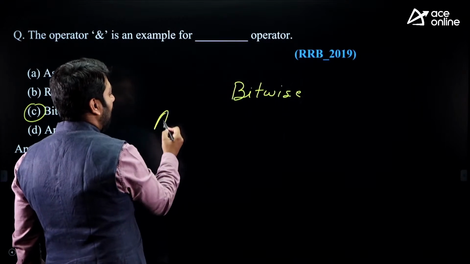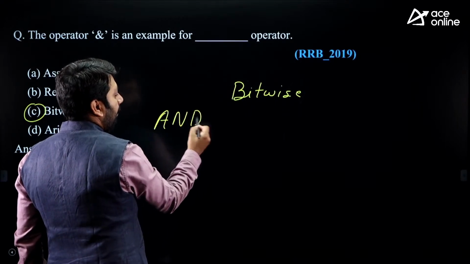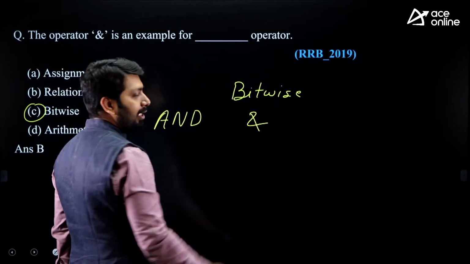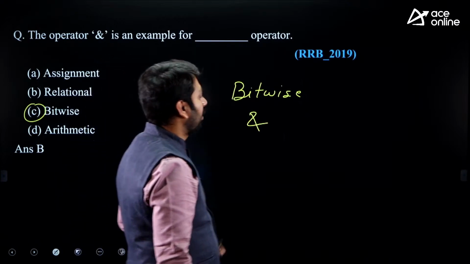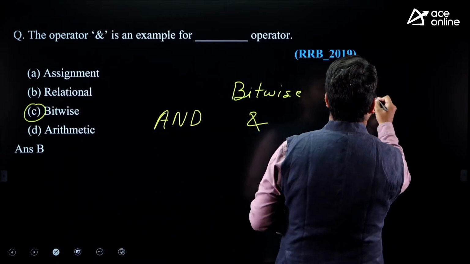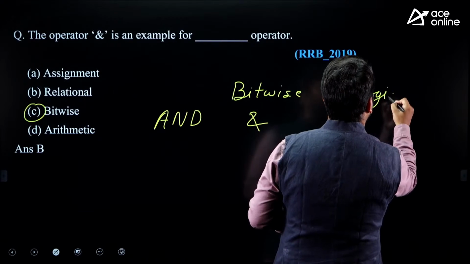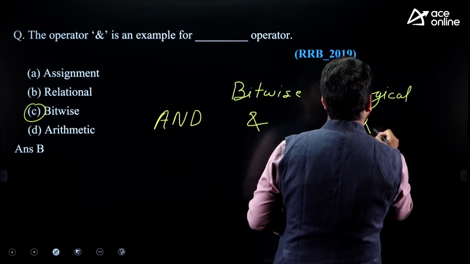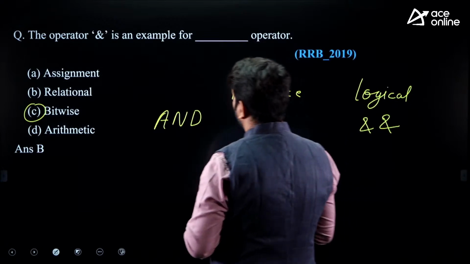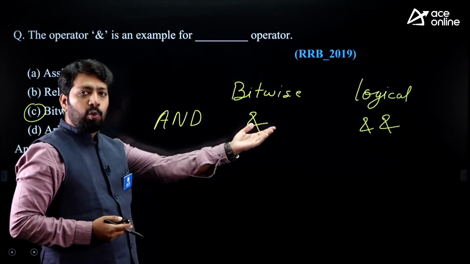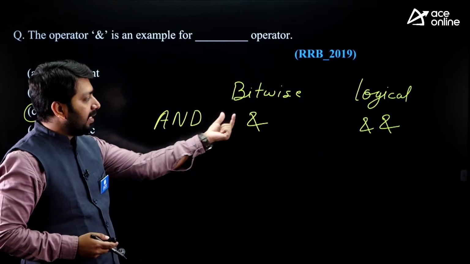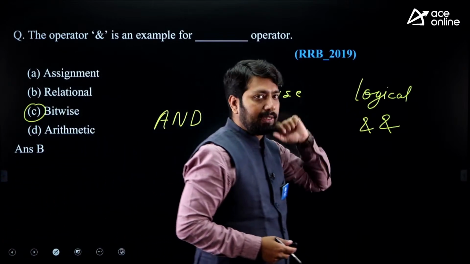Let me tell you only about AND. Bitwise AND is the single ampersand sign, or whatever you call it. In logical AND we use it two times. So both are known as AND, but one is bitwise and the other is logical.